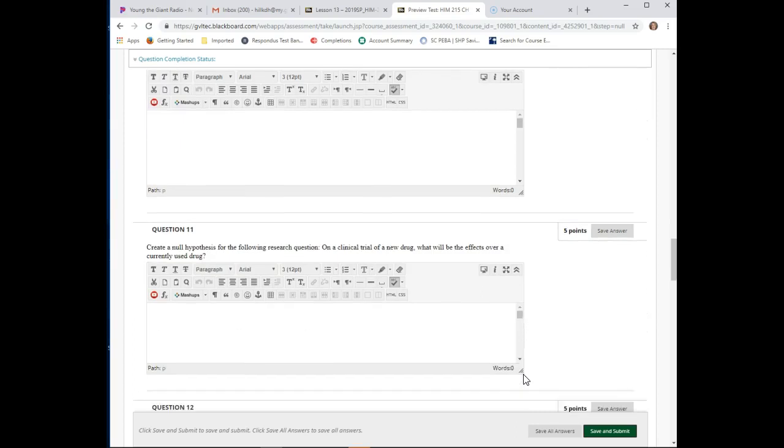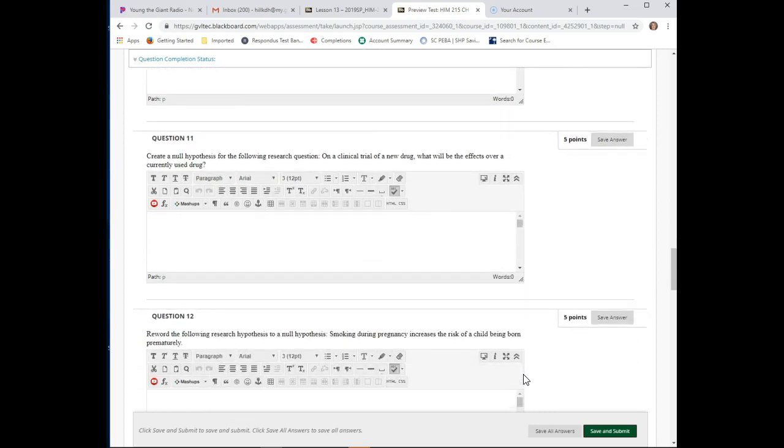So question 7 in your book, but question 11 on the review. Create a null hypothesis for the following research question. On a clinical trial of a new drug, what will be the effects over a currently used drug? So your null hypothesis would be there would be no difference between the currently used drug and the new drug. Basically, a null hypothesis is stating there's no difference. Remember that. Null, zero difference.